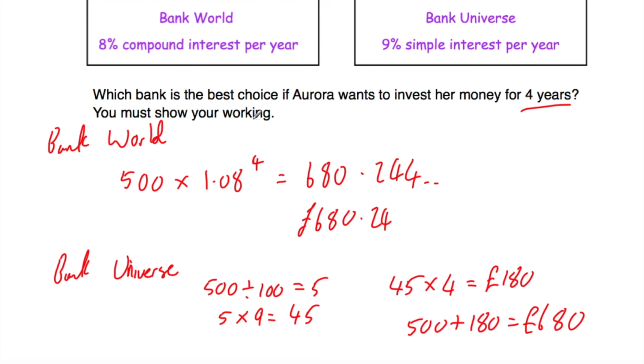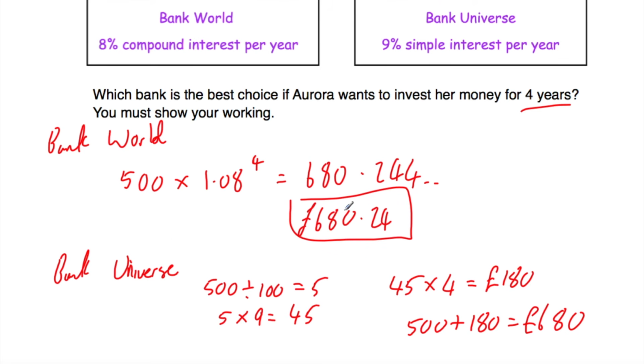So the question says, which bank should she choose if she wants to invest her money for 4 years? Well, the answer would be Bank World, because she'd have more money in Bank World than Bank Universe. And that's after 4 years, and there's only 24p of a difference there. But after 5 years, 6 years, 7 years, and so on, you'll notice that Bank World will start excelling, and there'll be a bigger difference, and Bank World will be outperforming Bank Universe.